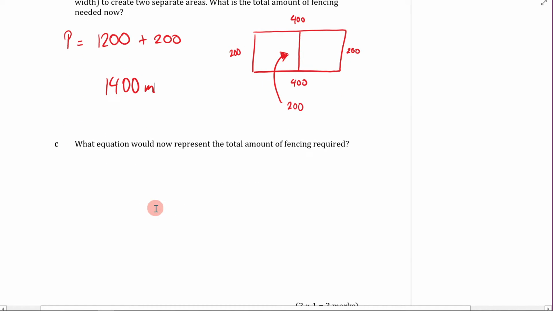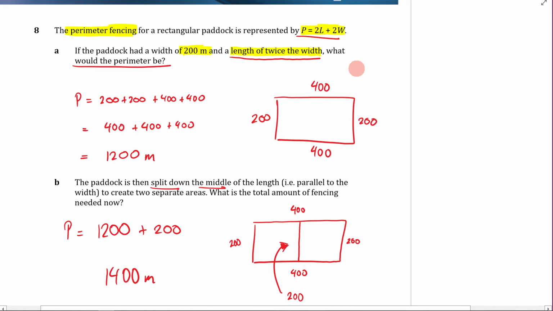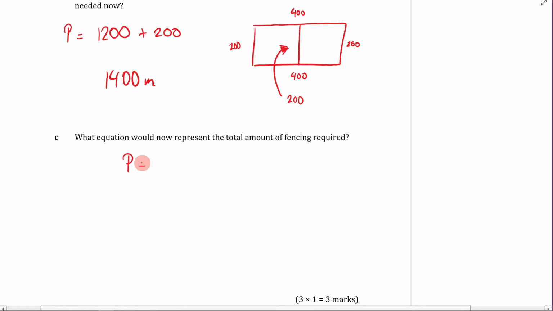Then it says, what equation would now represent the total amount of fencing required? So we now need to write an equation that represents the total amount of fencing required. Well, remember, we started off with P is equal to 2L plus 2W, right? So we started with P is equal to 2L plus 2W.